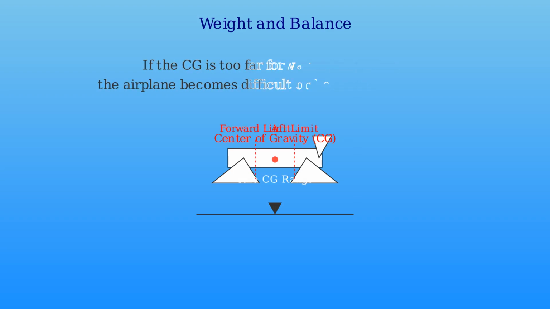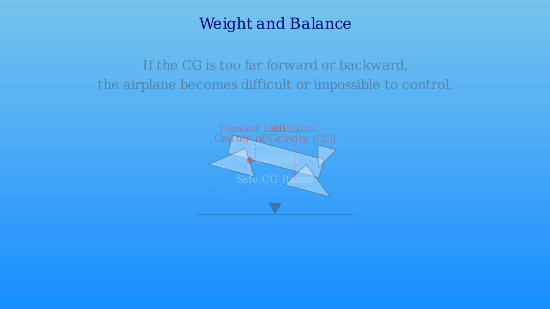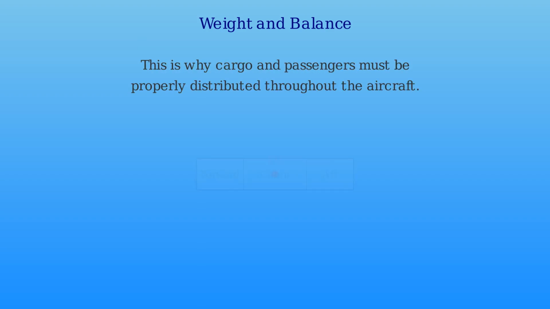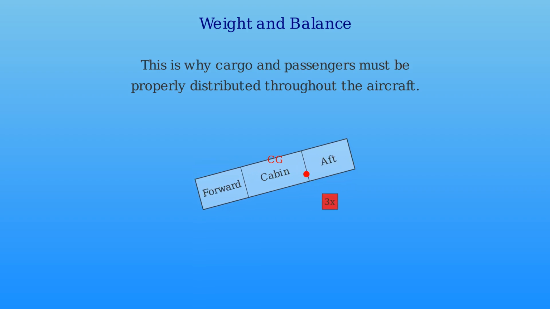If the center of gravity is too far forward or backward, the airplane becomes difficult or impossible to control. This is why cargo and passengers must be properly distributed throughout the aircraft. When weight is evenly distributed, the aircraft maintains its center of gravity in the safe range. If too much weight is placed in one area, the center of gravity shifts outside the safe range.